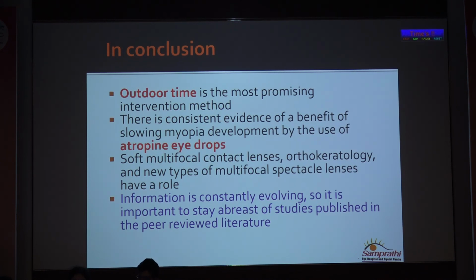So in conclusion, outdoor time is the most promising intervention method for preventing progression of myopia, and there is consistent evidence for the use of 0.01% atropine eye drops. And of course, information is constantly evolving, and we have to stay abreast with the latest studies.